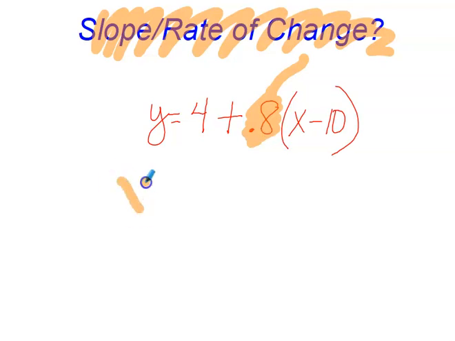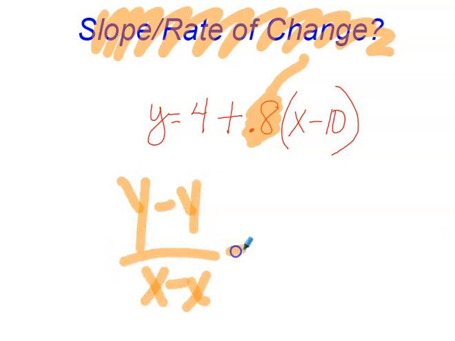Don't forget, it's y over x. If you do that, you're going to get your m, my slope.